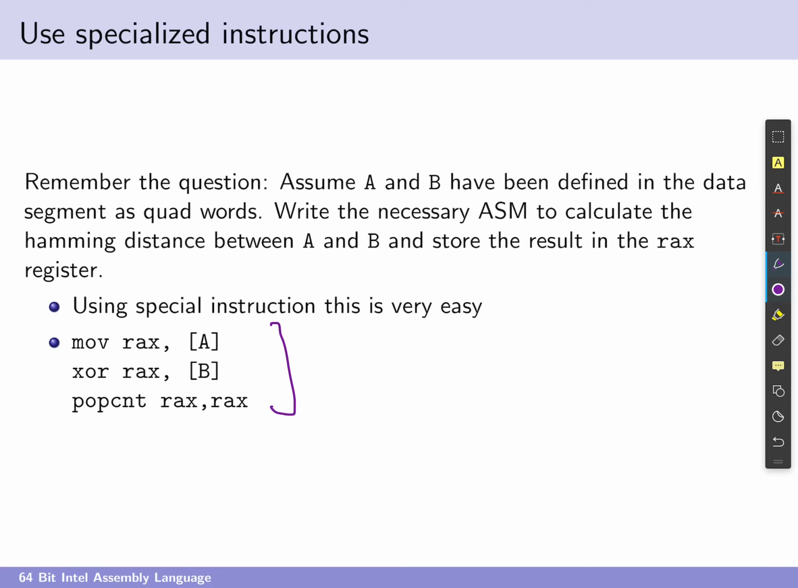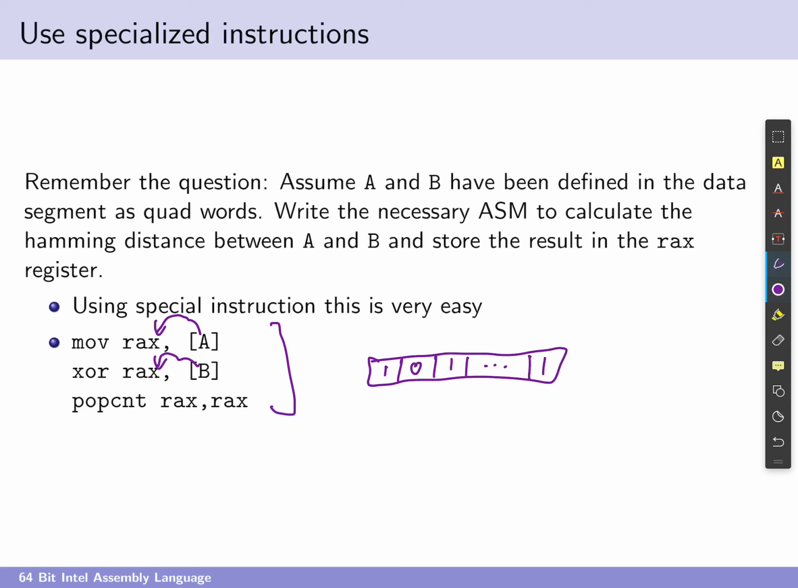So what am I doing here? Well, first thing is I'm going to load A into RAX, then I'm going to XOR B with RAX. So what will this give me? Basically this will give me a bit string where I'll have a 1 if A and B at that location were different, and a 0 if they were the same. Okay, so I end up having the string.